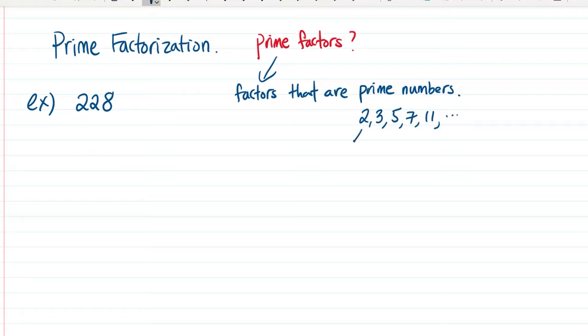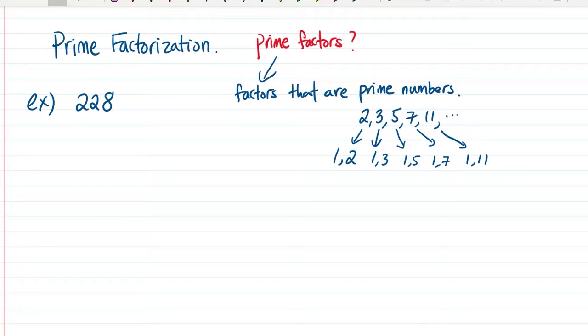So for example, the factors of 2 are 1 and 2. None of the other numbers will divide 2. 3 has the factors 1 and 3. 5 has 1 and 5. 7 has 1 and 7. 11 has 1 and 11. Those are the only factors that can divide these prime numbers. So that's why we have the special name for those numbers, prime numbers.